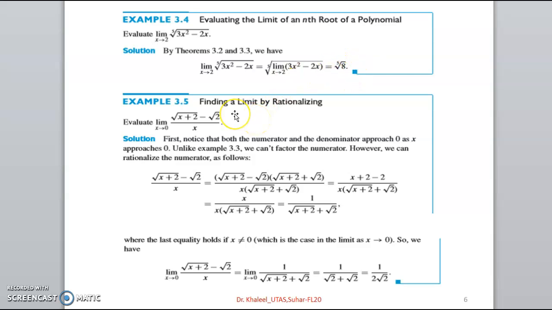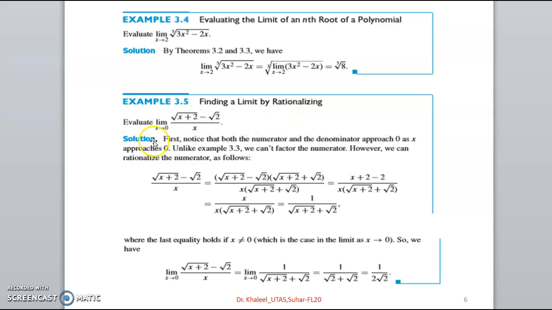Another important type of finding the limit, I mean a method, is known as rationalizing. When we use rationalizing, whenever you have a radical term either in the numerator or denominator, look at it, this is not a radical term, this is a real number. You see that x is under radical, that means under root. So, whenever you have a radical term in x, either in the numerator or in the denominator, we use rationalization.